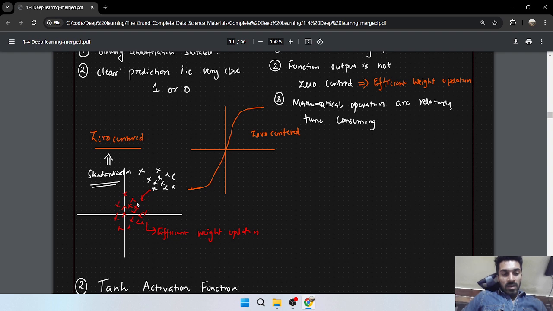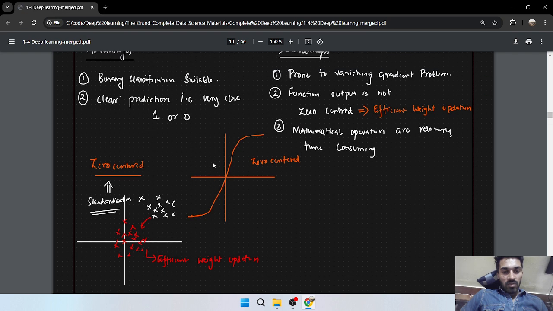Zero centered means standardization and effective weight updation. If you want a good optimized activation function, then it should be zero centered. This is not zero centered, that's why we don't use it.